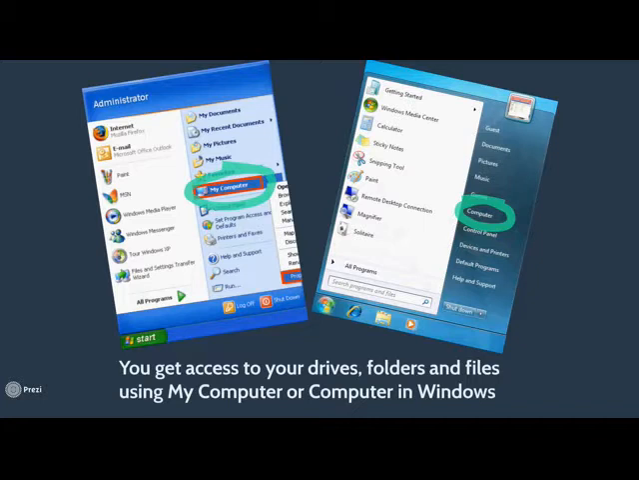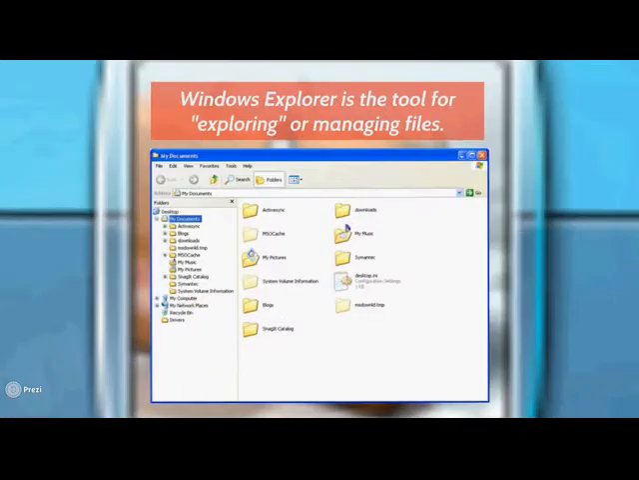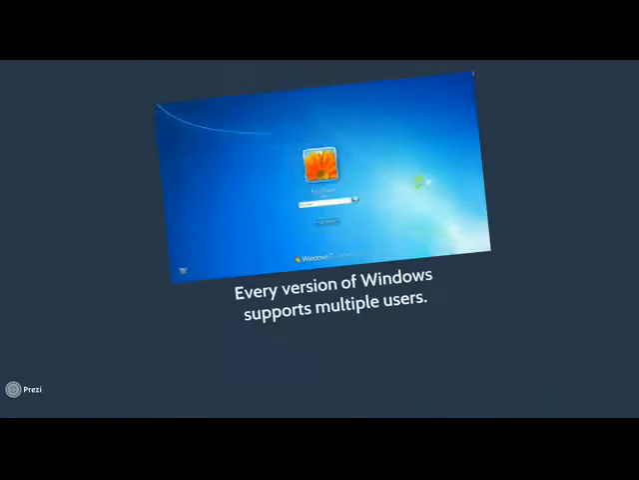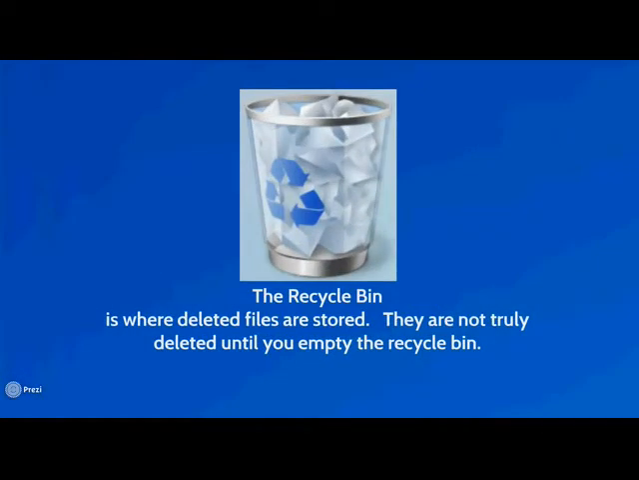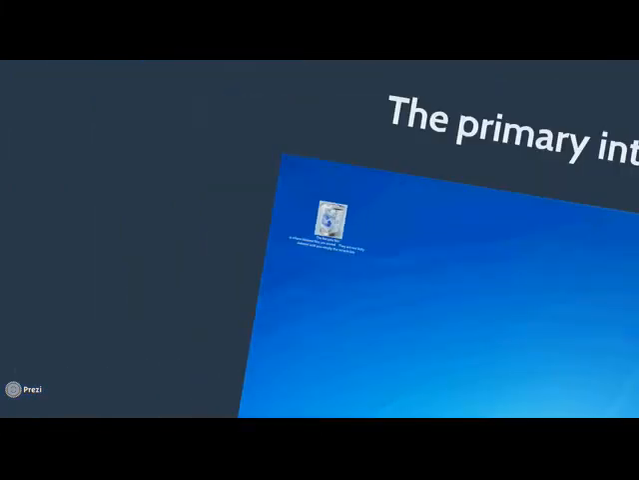You get access to your drives, folders, and files using My Computer or Computer in Windows, or the small file folder on the taskbar once you go to your desktop in Windows 8. Windows Explorer, not Internet Explorer, Windows Explorer is the tool for exploring or managing files. The Recycle Bin is where deleted files are stored. They are not truly deleted until you empty the Recycle Bin. For this reason, some strange people use it as a storage location.